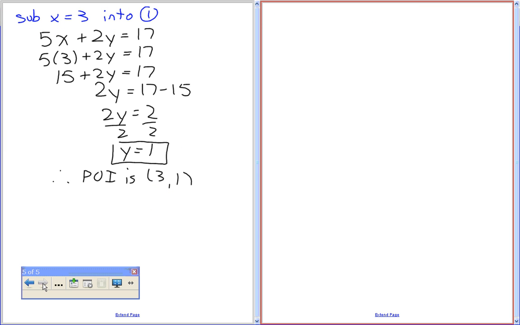There we go, example 2. I want you guys to try this one, please. Example 2 is going to be find the intersection using elimination.